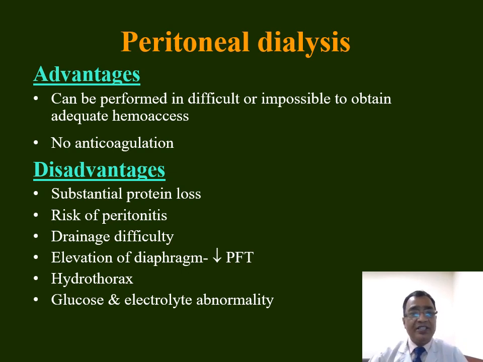Advantages of peritoneal dialysis are it can be performed when it is difficult or impossible to obtain adequate hemoaccess. No anticoagulation is required. However, disadvantages: substantial protein loss, risk of peritonitis, drainage difficulty, elevation of the diaphragm that leads to a decrease in pulmonary functions, hydrothorax, and glucose and electrolyte abnormality.